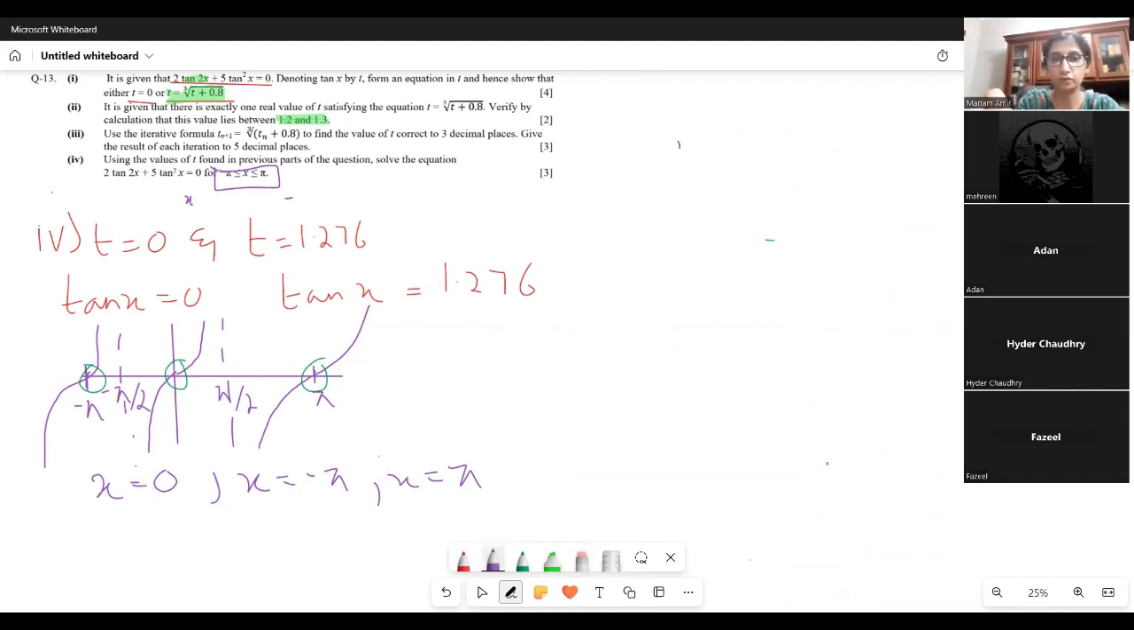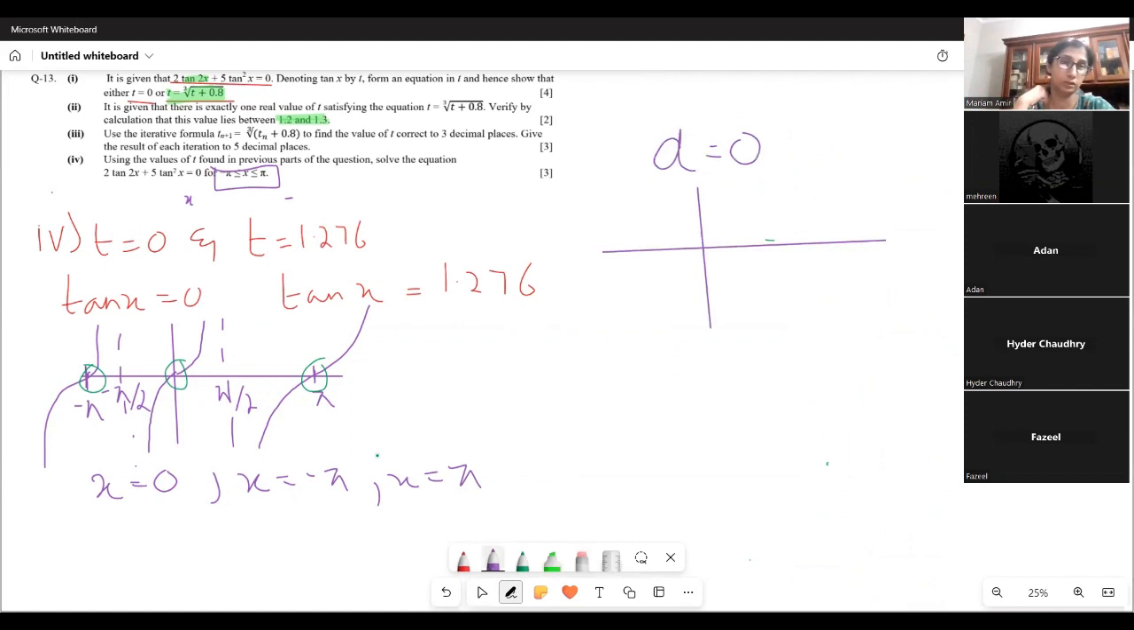You'll get alpha equals 0 after taking tan inverse of 0. And then tan is 0, which can be positive or negative, so the angle will come either here or here. Now your domain is from minus pi to pi.